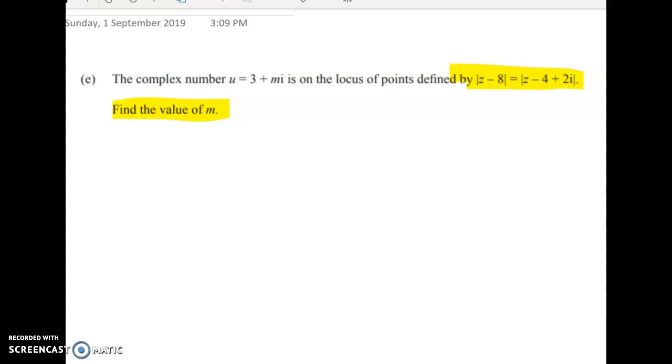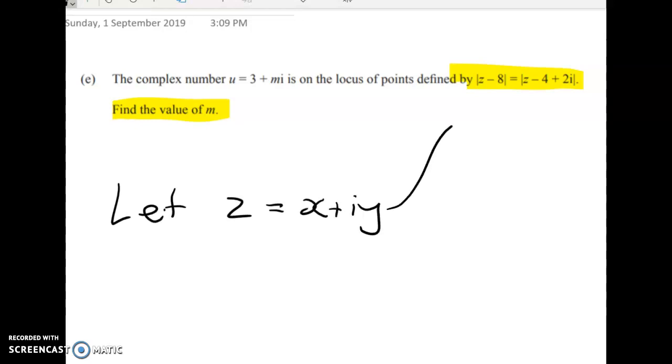So I'm going to do this question using our kind of algebraic approach, which is to start like this. Let z equal x plus iy, and then I'm going to substitute in here. I just want to talk about how we can do that more quickly though, if we are comfortable.